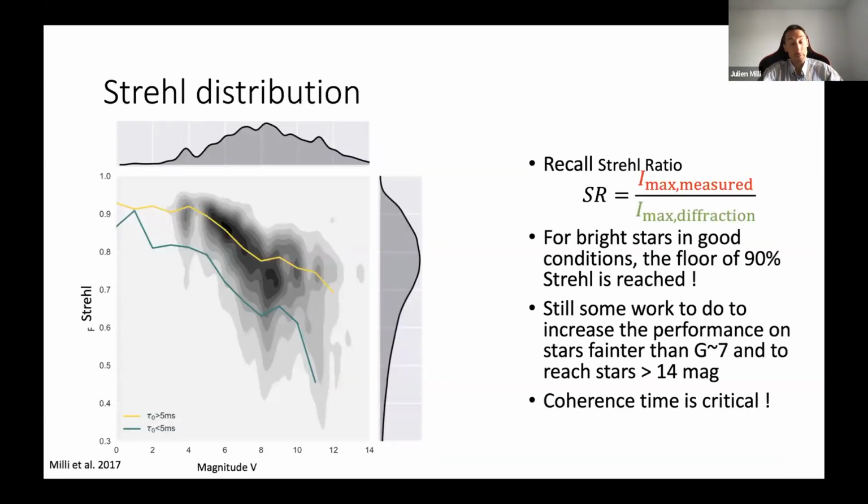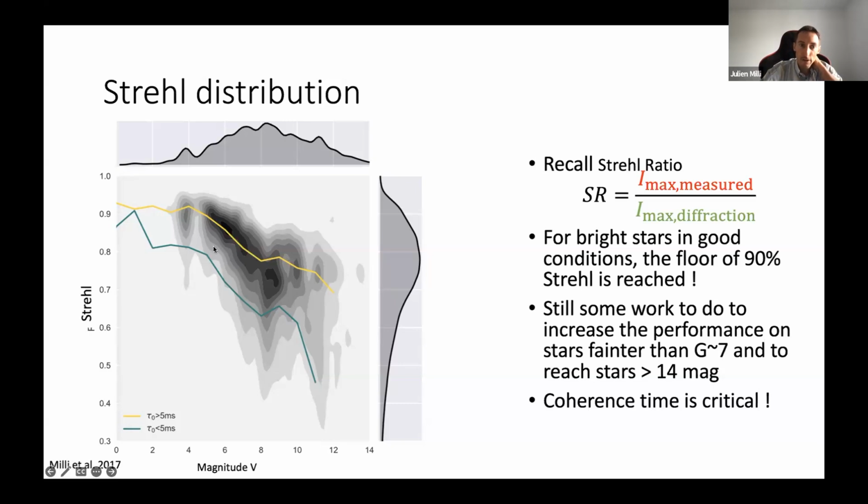So what was the performance of those instruments, and have we really fulfilled this promise to get high contrast and have a 90% Strehl all the time? First of all, let's just recall the Strehl ratio tells us how close we are to the diffraction limit. So 100% means we're diffraction limited, and 0% means we are seeing limited.